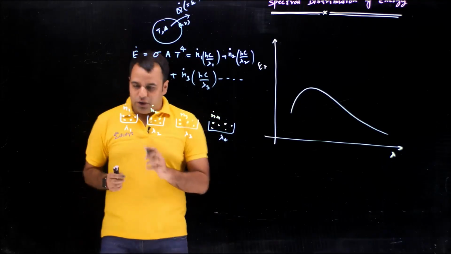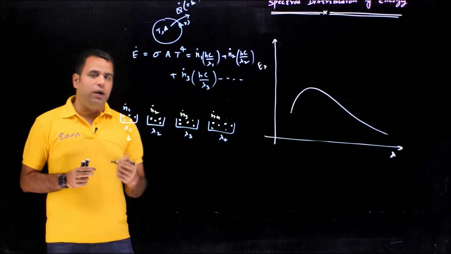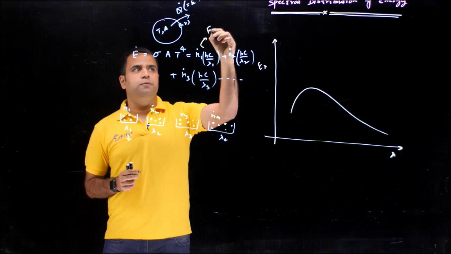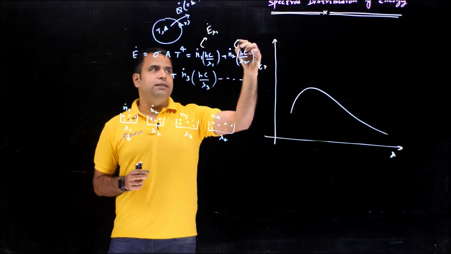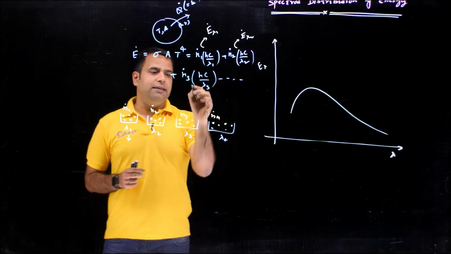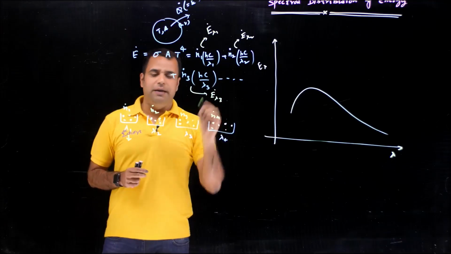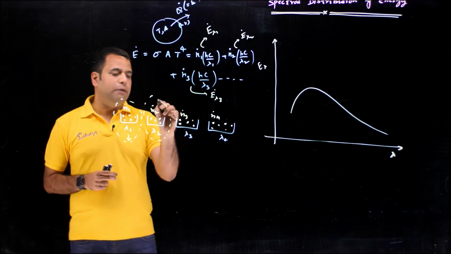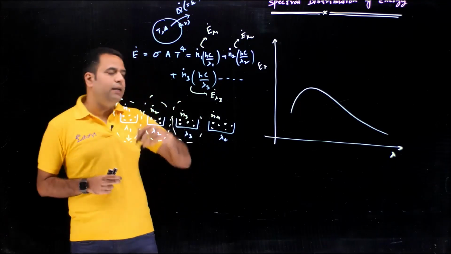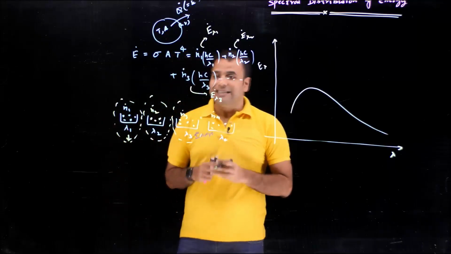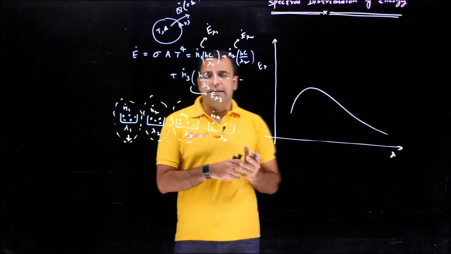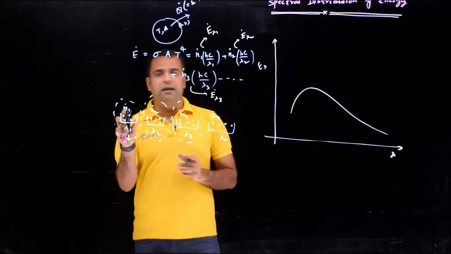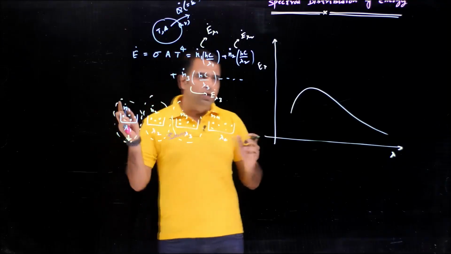So we have the energy corresponding to lambda 1 here: n1 times hc upon lambda 1. This energy corresponds to lambda 2, and this energy corresponds to lambda 3, and it goes on. This is nothing but the spectral distribution of energy. You divide the energy based upon particular wavelengths. So this much energy is coming corresponding to lambda 1, corresponding to lambda 2, and it goes on.